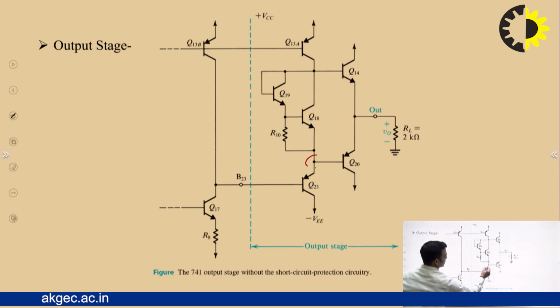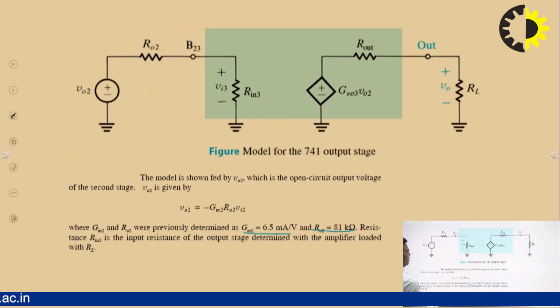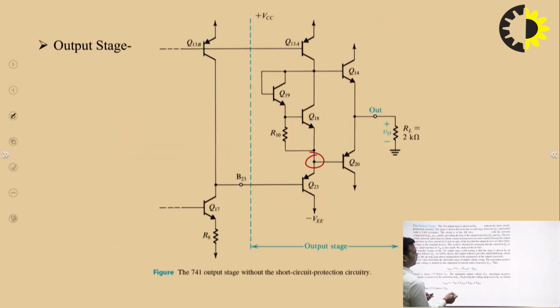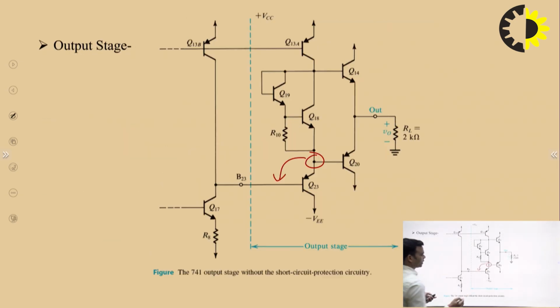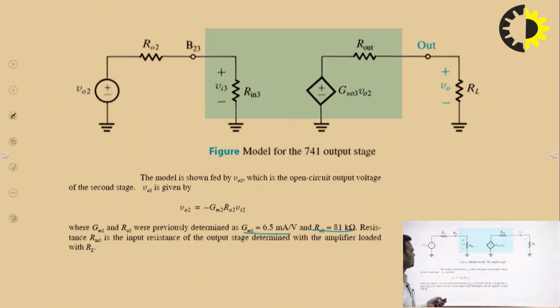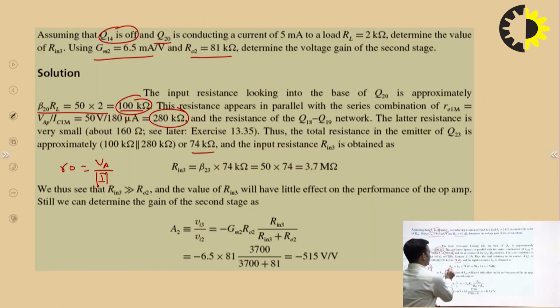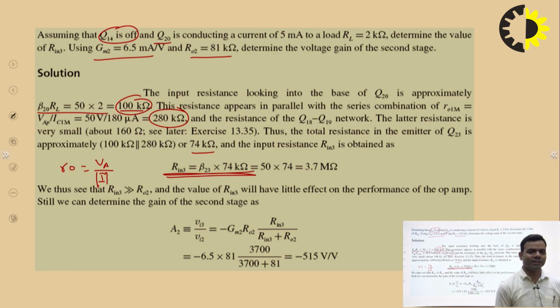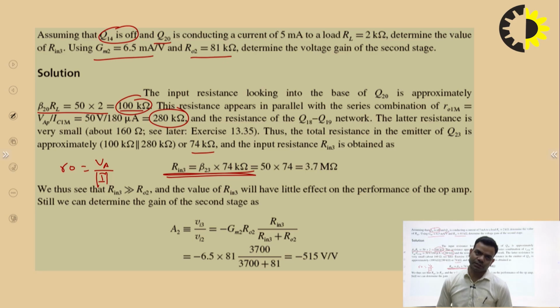Here we have found this resistance, which is 74 kilo ohm. Now if I move towards the input side, it should get multiplied by beta plus 1, which is nearly equal to beta. So this is how we can find out Rin3. That means the input resistance at the base of Q23 will be the input resistance of the third stage, and its value comes out to be 3.7 mega ohm. So we see that Rin3 is much greater than RO2, and the value of Rin3 will have little effect on the performance of the op-amp.